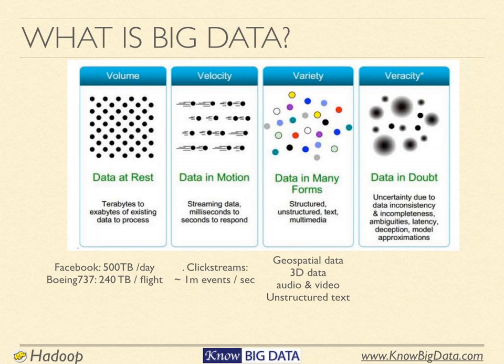So your big data problem could be because of the volume of the data, velocity of the data, variety of the data, or veracity of the data. Veracity is a very, very abstract term. Veracity means the data in doubt.